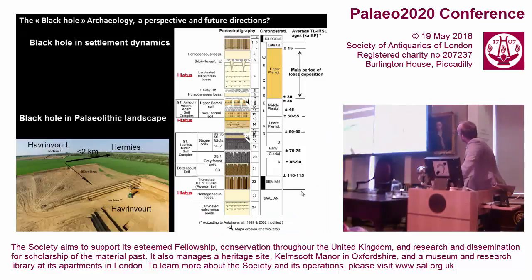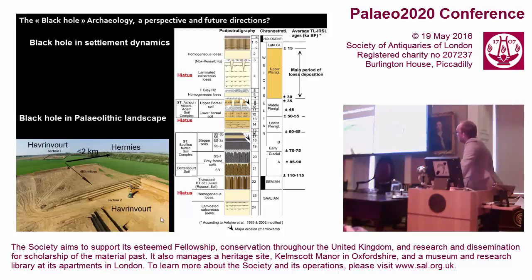And the second point I want to launch is black hole archaeology. I think it's a perspective on future direction, because we have a good record, as you know, for the Early Glacial and the Interglacial of the Pleistocene sequence. But we have a hiatus here during the Pleniglacial phase, and this black hole in settlement dynamics has to be tested for the future. Do we really have a hiatus of human occupation in northern France during this Pleniglacial phase, or is it just an artifact of our methodology? And another black hole is a landscape approach.